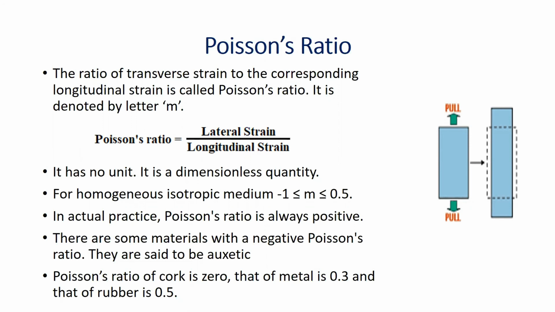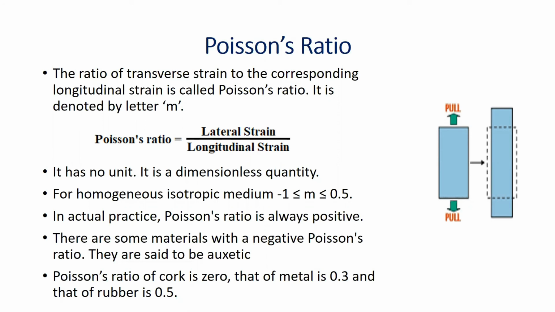In other words, we can say that the longitudinal strain is always accompanied by a transverse or lateral strain. The ratio of transverse or lateral strain to the corresponding longitudinal strain is called Poisson's ratio. It is denoted by letter m. It has no unit. It is a dimensionless quantity. Poisson's ratio is equal to lateral strain divided by longitudinal strain.